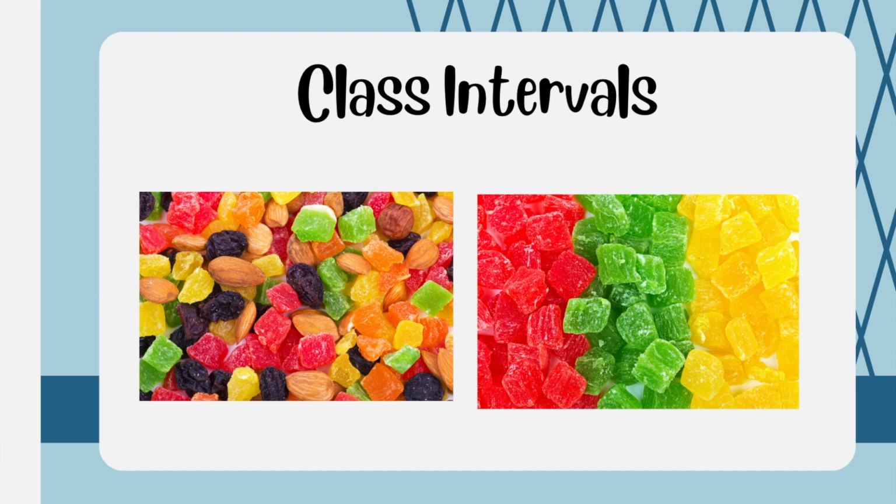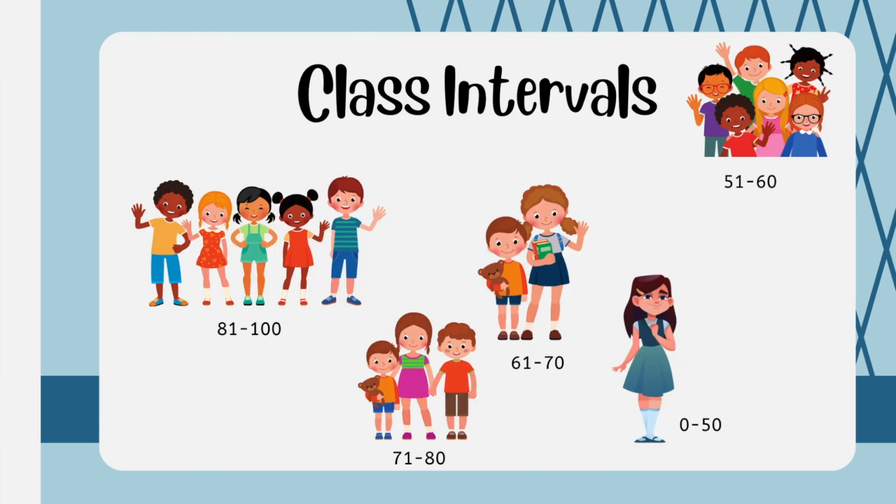So let's think about it a little differently. Instead of dealing with candy, now we have a simpler way of understanding the overall mix of colors. Let's look at it in terms of a class. So imagine that you're a teacher and your students have just taken a math test. You want to understand how well the class performed on the test. So instead of looking at each individual score, you decide to use class intervals to help simplify the analysis. So you decide to group the test scores into intervals.